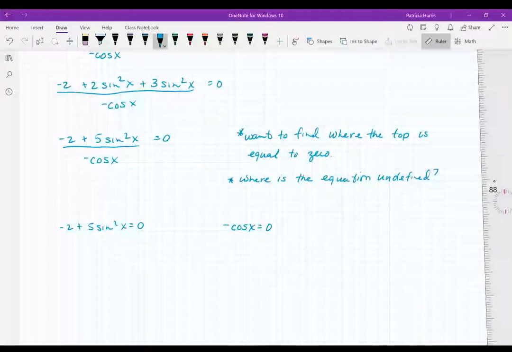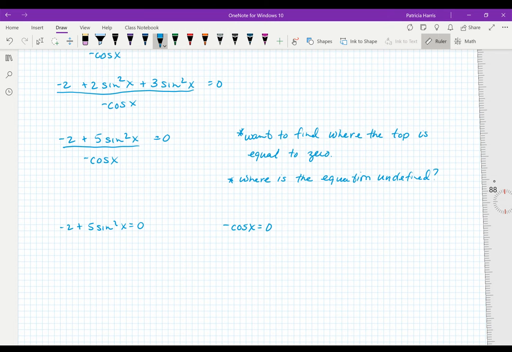Okay, remember, we're trying to find values between 0 and 2 pi. So cosine is 0 at x equals pi over 2 and 3 pi over 2. So that's what x can't be, okay, because that would give me a 0 on the bottom. Okay, so let's work on this one.